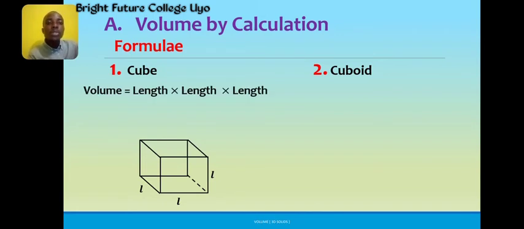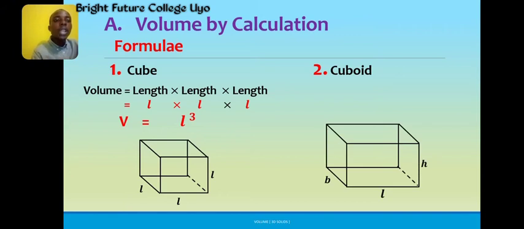It's very simple. You know it. The volume is length times length times length. Length times length times length. Now, length times length times length is L times L times L, which is L cube, L raised to power 3. You take note of that.